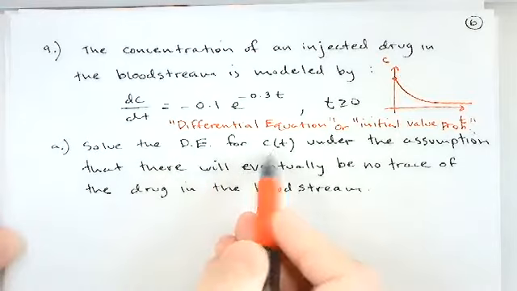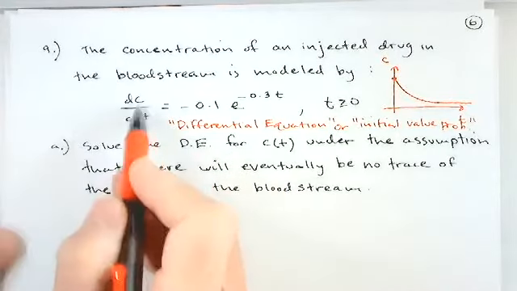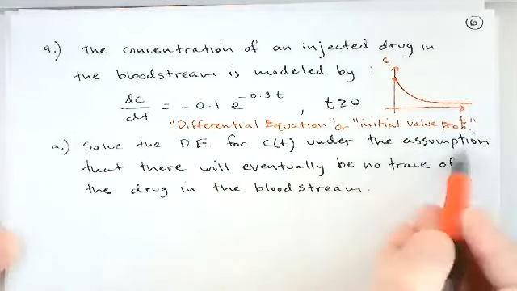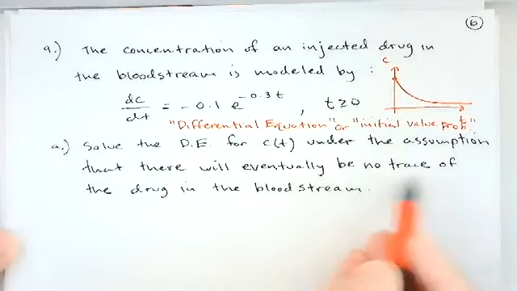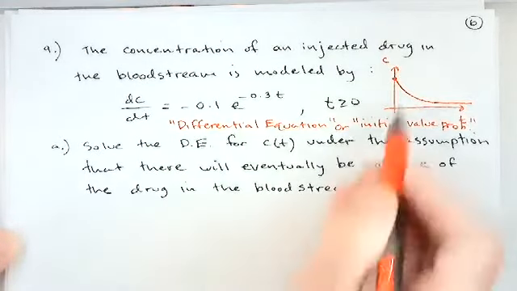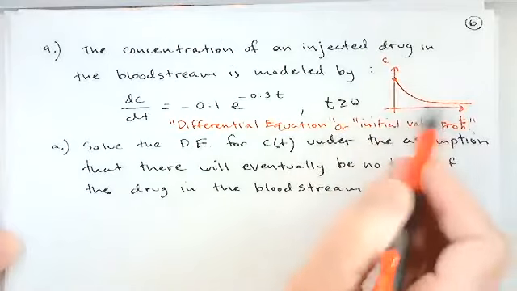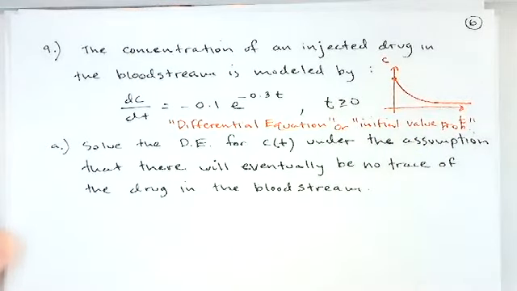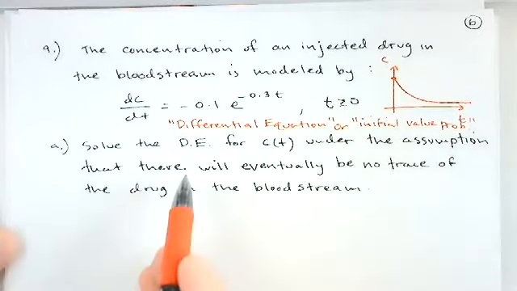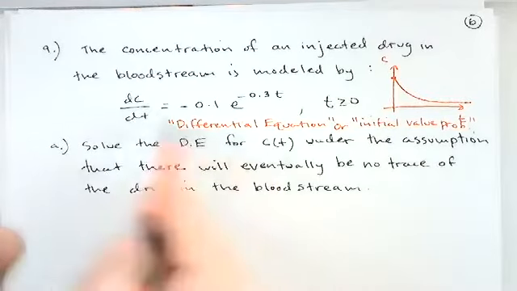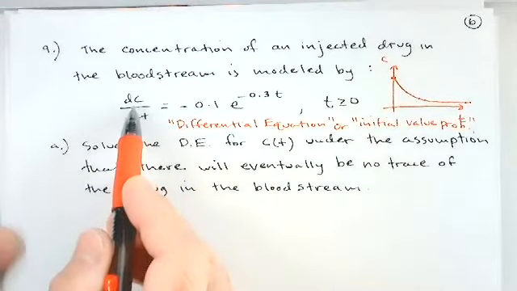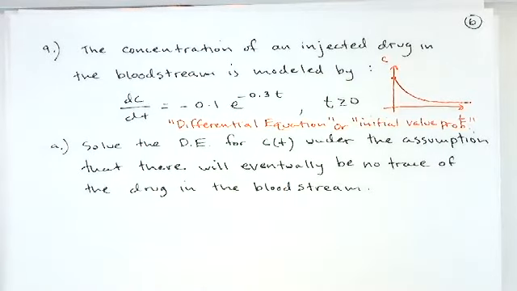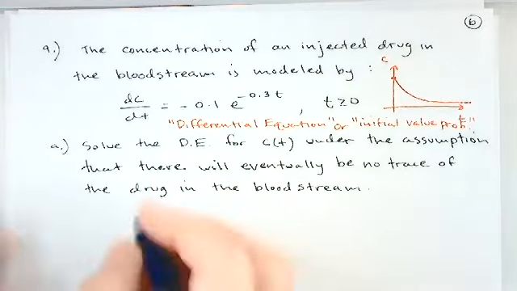So we want to solve this differential equation for C of t under the assumption that there will eventually be no trace of the drug in the bloodstream, right? If you get a one-time injection, eventually your body's going to process all of it and it'll go away. All right. So because we have a derivative of C, we want to find the antiderivative to get to C of t. I'm just going to rewrite this.